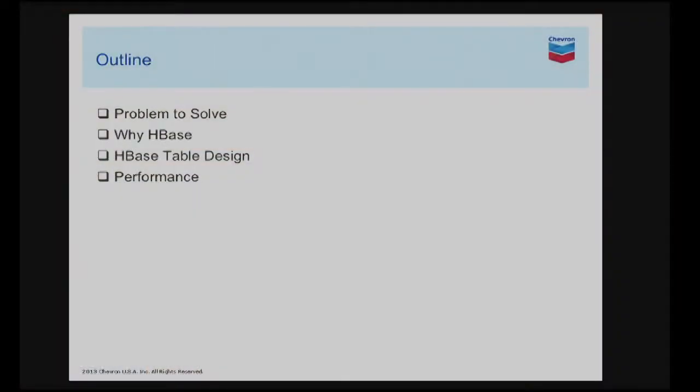I will not go through all of the items that are listed here. So I will talk a little bit about the problems we are trying to solve, and then the HBase table design we did for our particular project, and I will briefly mention the performance we got out of the project.